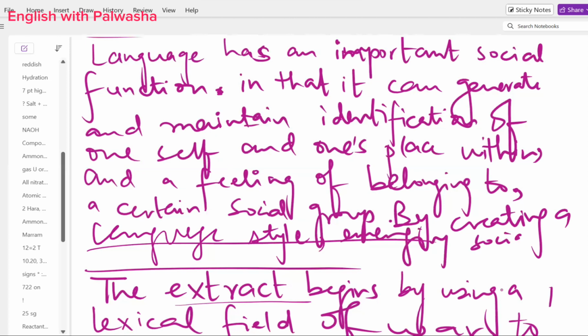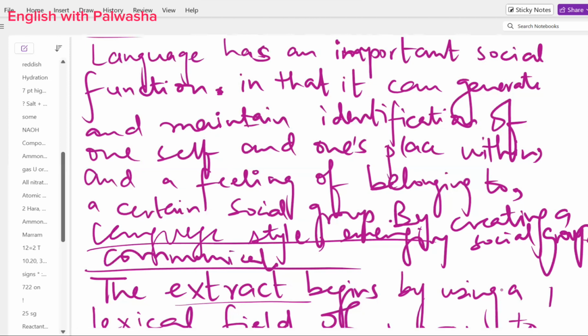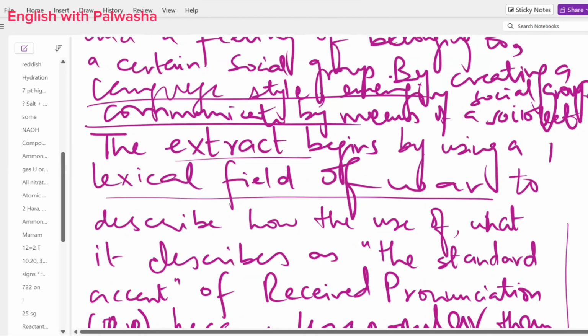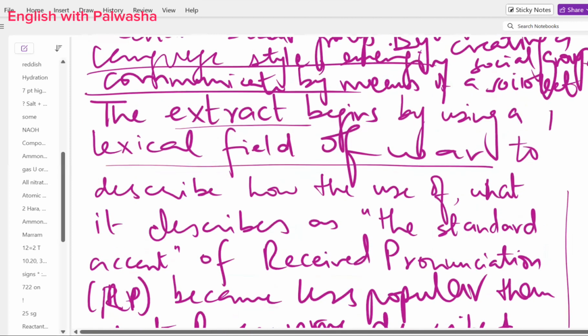emerging social groups communicate, because we need to talk about communication, language, how we convey. So by means of a social act, by means of a sociolect, and in turn, that sociolect conveys its culture and values. So I'm going to send it and I'll also present it on my screen. Then after that, we need to come directly towards the extract.